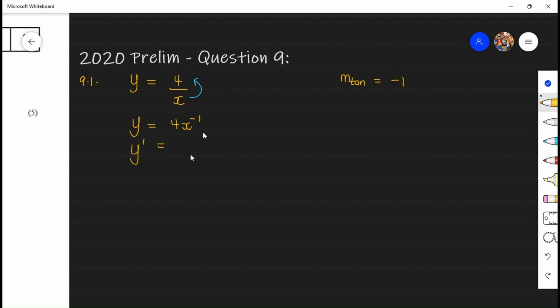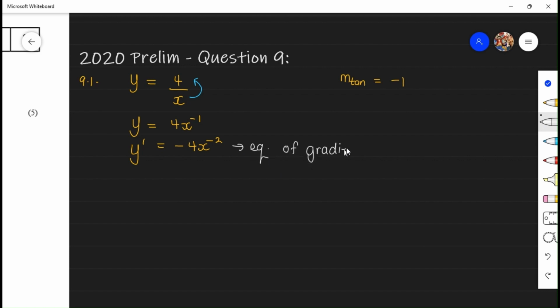So y prime is equal to negative 4x to the power negative 2. Keep in mind the rules: the exponent, which is negative 1, times the coefficient, which is 4. That is how we ended up with negative 4. We then subtract 1 from our exponent, so negative 1 minus 1 gives us negative 2. So we've now derived. Keep in mind that this is the equation of our gradient.